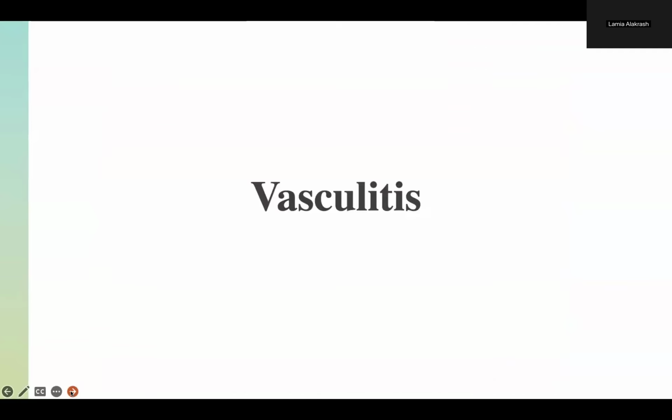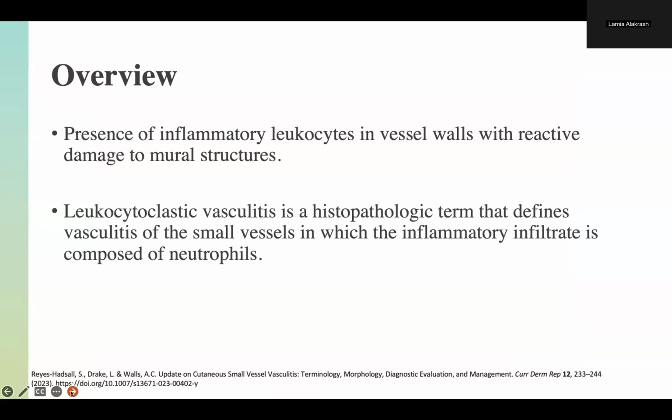Now we'll talk more about vasculitis. Vasculitis is defined as the presence of inflammatory leukocytes in the vessel wall with reactive damage to the mural structures of the blood vessels. While leukocytoclastic vasculitis is a histopathological term, usually used to define vasculitis of the small vessels, in which the inflammatory infiltrate is mainly composed of neutrophils. However, other inflammatory cells like eosinophils and lymphocytes can be seen as well.